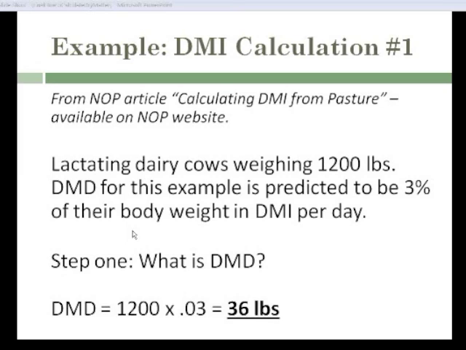And so for step 1, we're going to calculate the dry matter demand per head in this group of cows. So we know that their average body weight is 1,200 pounds. We're going to multiply that times 0.03, which is 3%. And so they are predicted to be eating 36 pounds of dry matter intake total. That's their total predicted dry matter intake. So now we'll use that number later on as we go through this example.